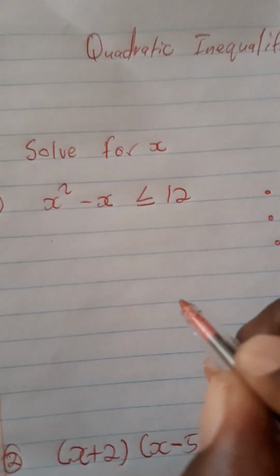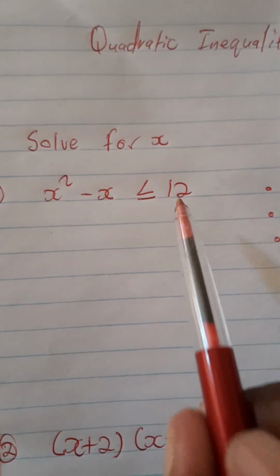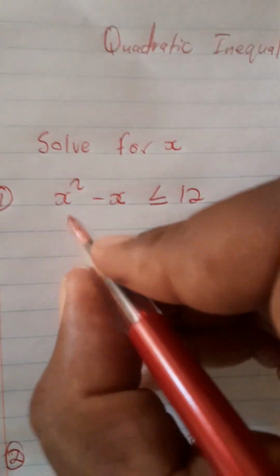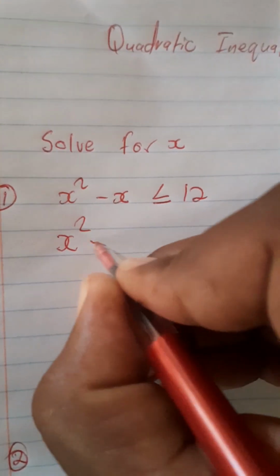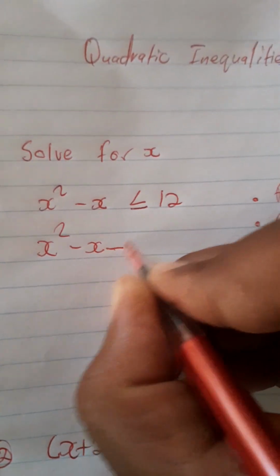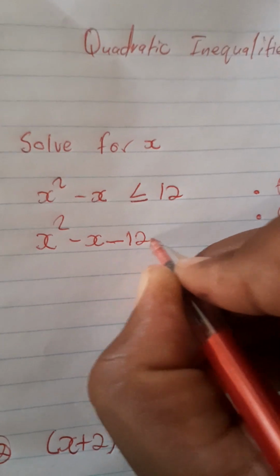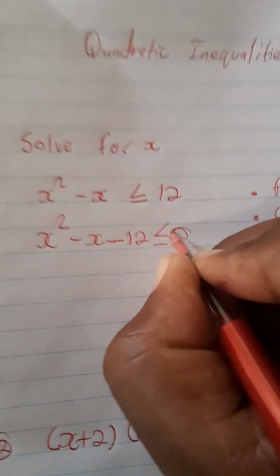This is not in a standard form. We need to rearrange it in the standard form of a quadratic equation. Take 12 to the left hand side. It changes the sign. It will be x squared minus x minus 12, less than or equal to 0.